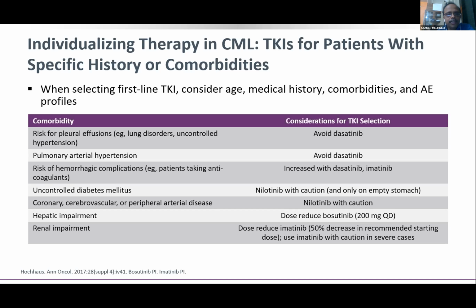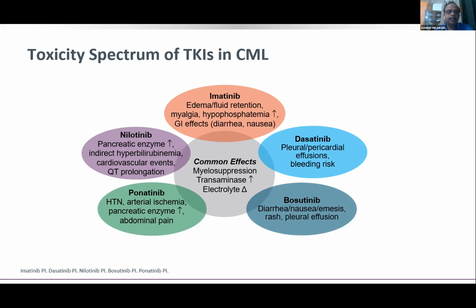If there are risks of hemorrhagic complications, patients on anticoagulants, these are increased with dasatinib and imatinib. Uncontrolled diabetes, just use nilotinib with caution. Any patient with a vascular disease, avoid nilotinib or use it with caution. Hepatic impairment, reduce the dose of bosutinib. And renal impairment, you would need to reduce the dose of imatinib by at least 50%. That's the toxicity spectrum that I was just mentioning.